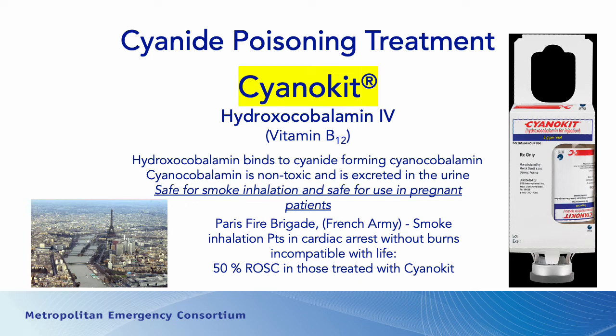Your body has limited capacity to store B12, and so as long as you're making urine, the extra B12 your body doesn't need is going to be excreted in the urine. The other thing is this chemical, this Cyanokit, is safe for use in smoke inhalation patients because it does not worsen hypoxia, does not aggravate oxygen delivery to the cells, and it's also safe for use in pregnant patients.